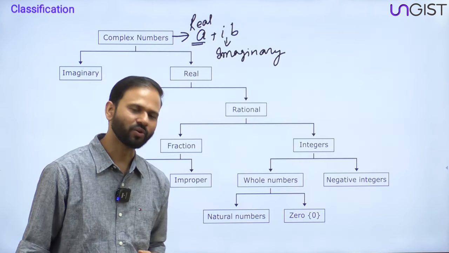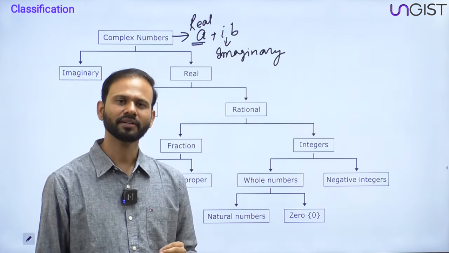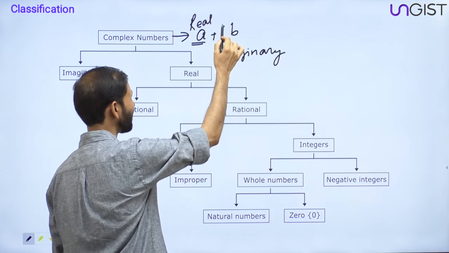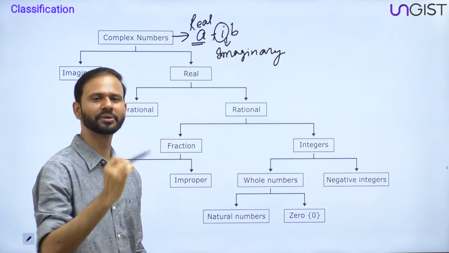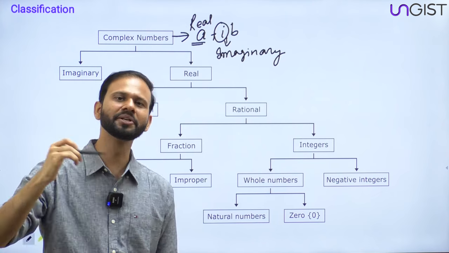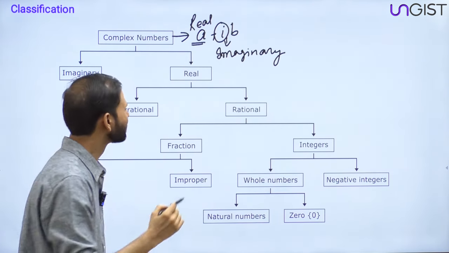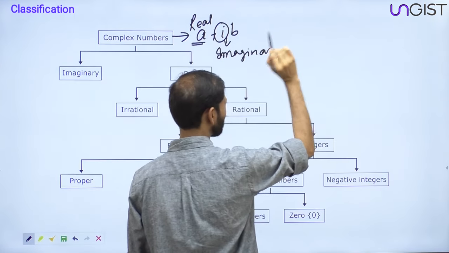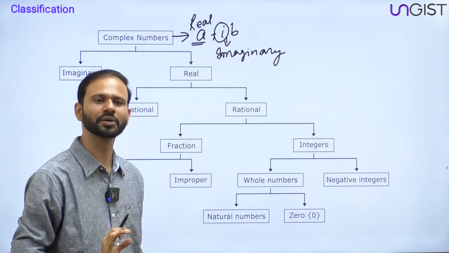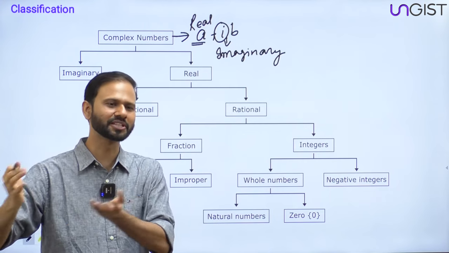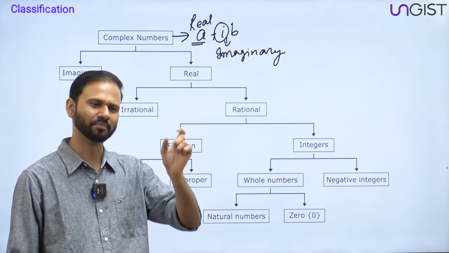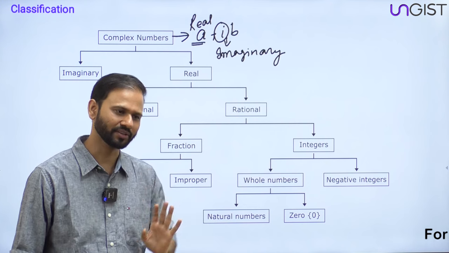Okay, guys, do you know what is I? I is iota, I is an imaginary number. You might have heard the term quadratic equation. You might have solved so many quadratic equations in your life, the middle term split method and all, right?